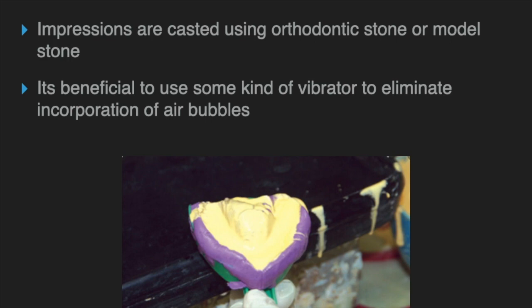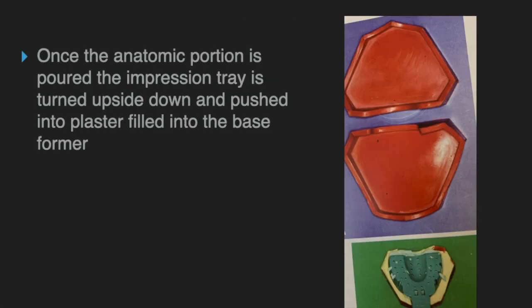This is followed by casting the impression. The impressions are cast using orthodontic stone or model stone. It is beneficial to use some kind of vibrator to eliminate incorporation of bubbles. In the absence of a vibrator, the impression should be continuously tapped while pouring the stone into it. After this, the next step is basing and trimming the cast.